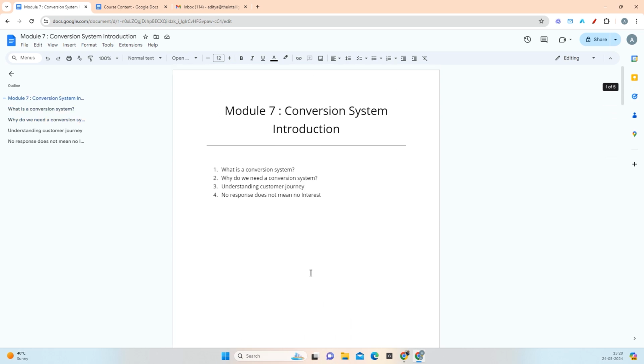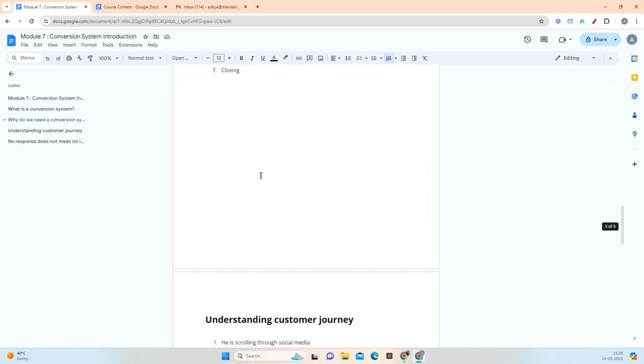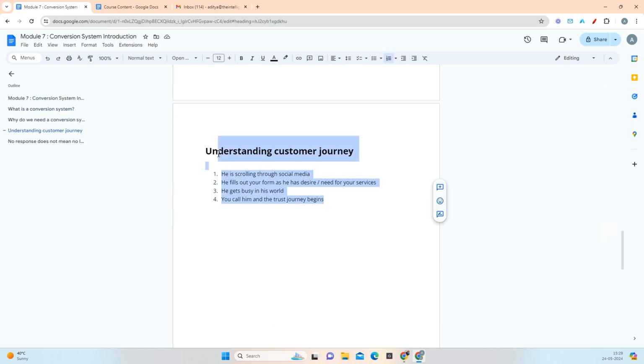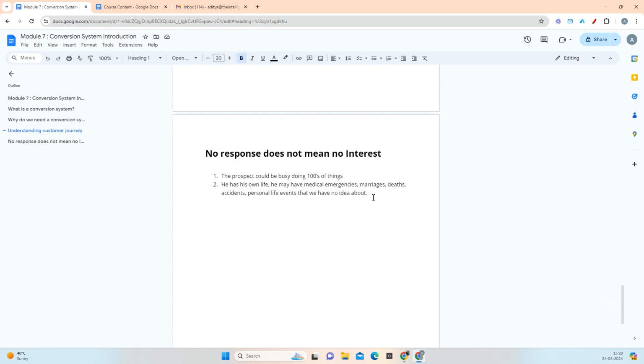So let us do a quick recap of what we have covered in this particular module. We talked about the convergence system, what exactly a convergence system is, and why we need one. We talked about the customer journey, the journey a person goes through whenever he fills out your form on social media. And then we talked about the most important concept: no response does not mean no interest.